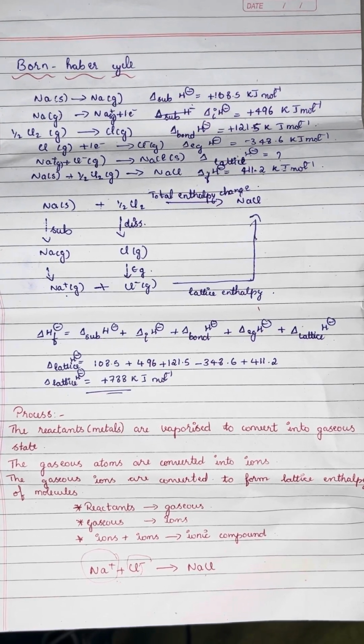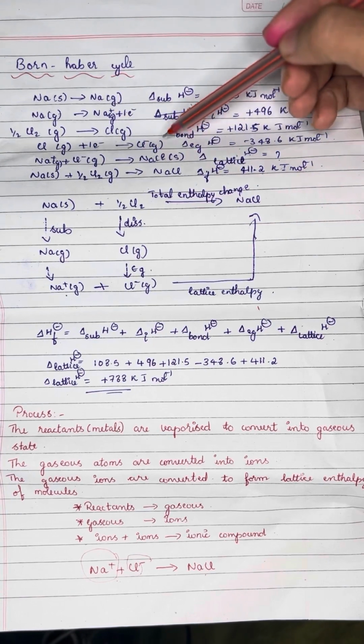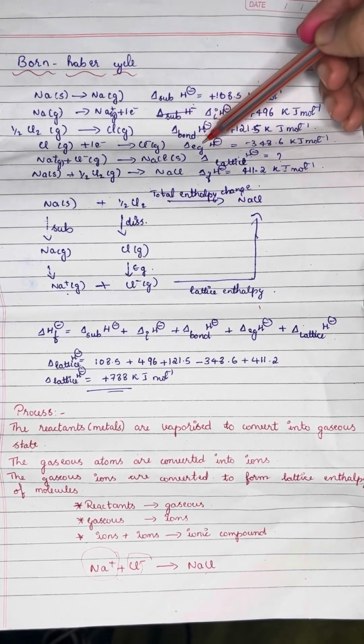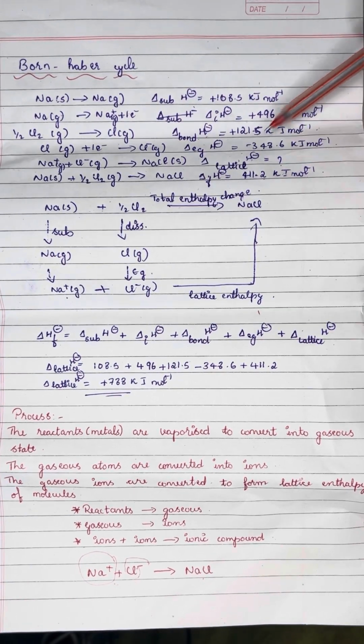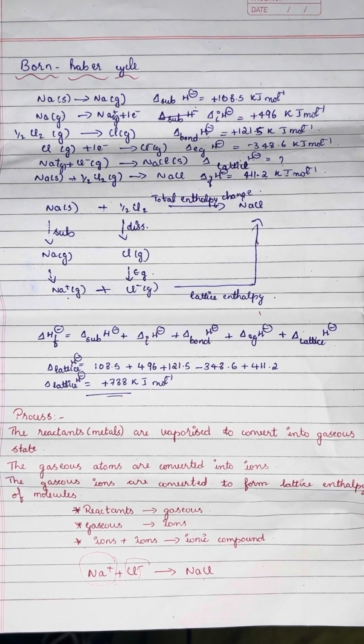So Cl will be gaining one electron. Cl, which is present in the gaseous state, will be gaining one electron to form Cl minus. See here, it gains an electron to form Cl minus, and the enthalpy change is known as the electron gain enthalpy, which is found to be minus 348.6 kilojoule per mole. Since it is gaining the electron, the enthalpy accompanied will be negative, because the process is exothermic.